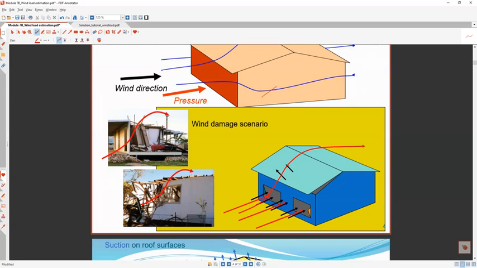Once the window gets broken, that's a different scenario, because imagine this room is enclosed and now suddenly the window gets broken. What will happen? All the wind will come in, and your internal pressure will increase. Once your internal pressure increases, it is going to push the roof. This is the same thing happening here. So this increase in the internal pressure will apply some force on the roof to push it up. And then you have the suction effect already there.